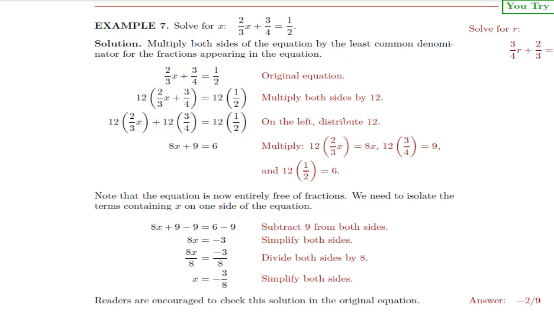Example 7. Solve for x in the equation 2/3 x plus 3/4 equals 1/2. Solution. Multiply both sides of the equation by the least common denominator for the fractions appearing in the equation. The denominators are 3, 4, and 2. The least common denominator is 12. So we'll multiply both sides by 12.